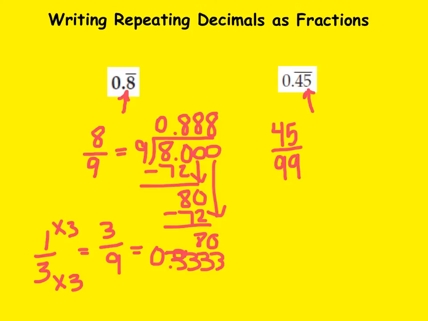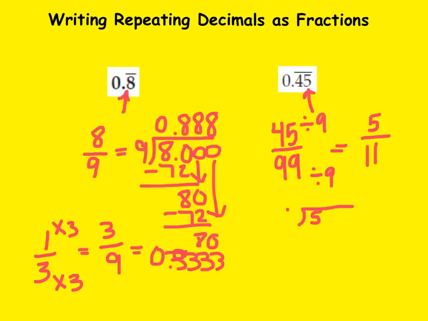And then you would go ahead and reduce it. So we could divide them both by 9 here. This is going to give us 5/11ths. So our fraction is 5/11ths. Again, if you're not convinced, you can just go ahead and do the division.